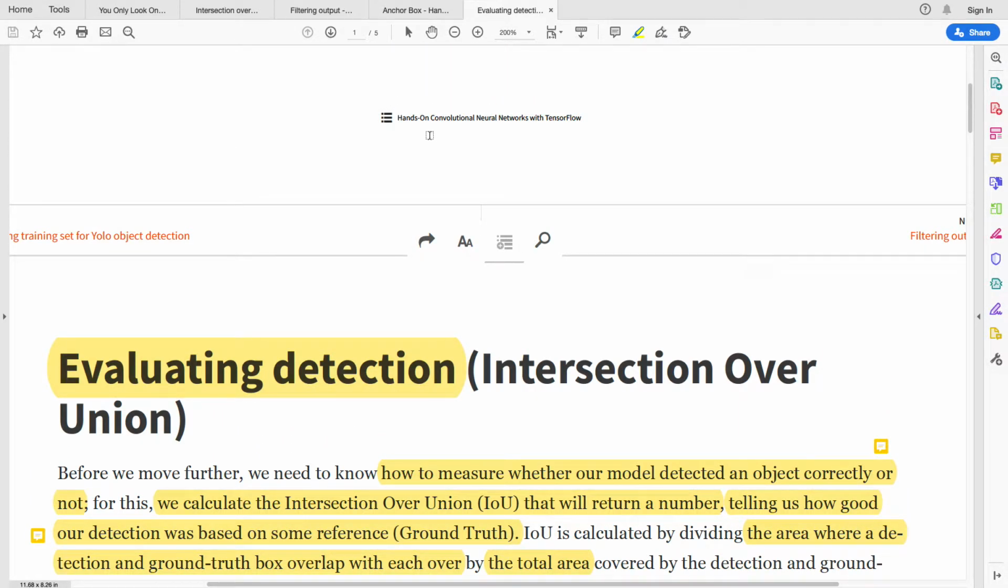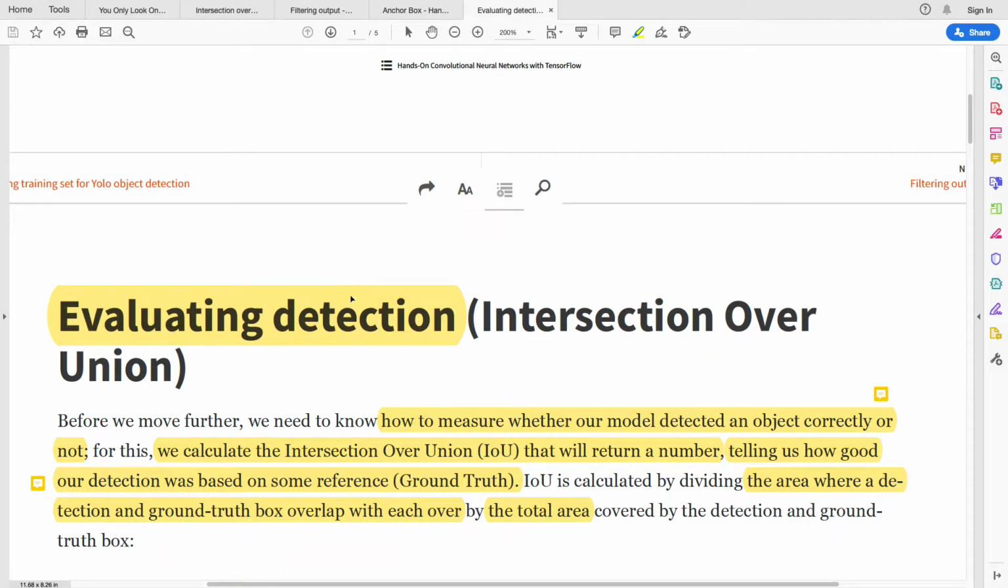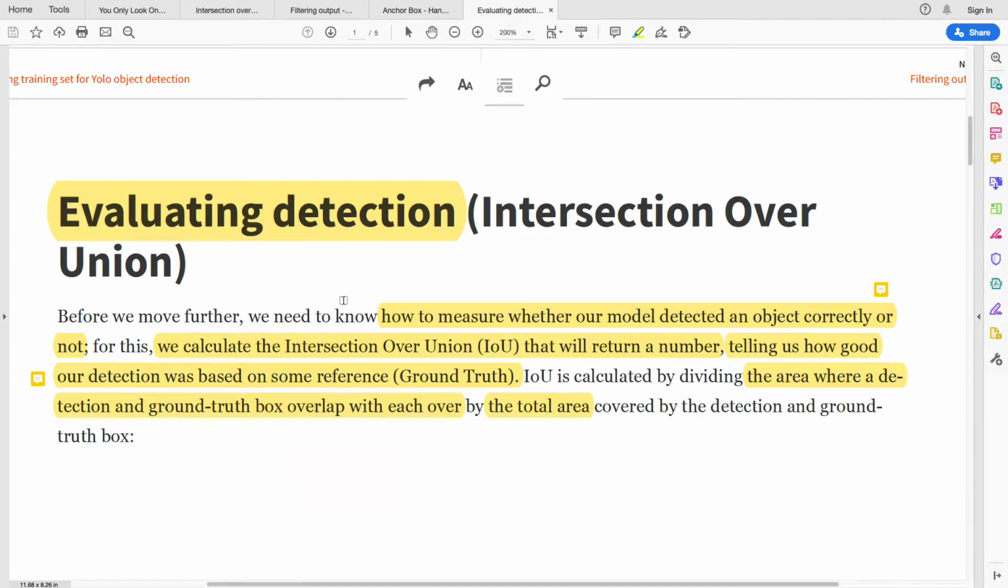I quickly want to give credit to the author of this book, Hands-on Convolutional Neural Networks with TensorFlow. He's a very good author that explicitly gives a good sense of most of the concepts.